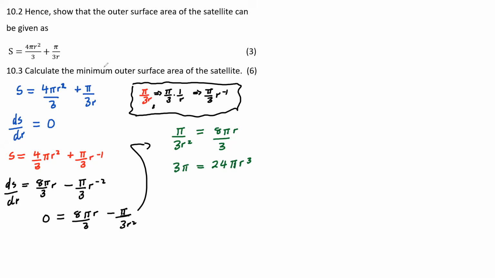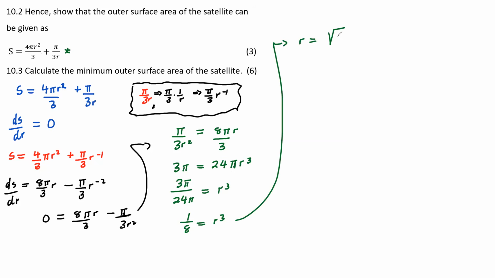I'm looking for the minimum outer surface area. So I need to find r and take it back to this original. I get the minimum outer surface area. I can divide both sides by 24 pi so that I can find r. 3 pi divided by 24 pi, follow my maths, is equal to r cubed. Then it becomes 1 over 8, because the pi will cancel out. So 1 over 8 is r cubed. Then I bring it here. The value of r is the cube root of 1 over 8, which becomes 1 over 2.